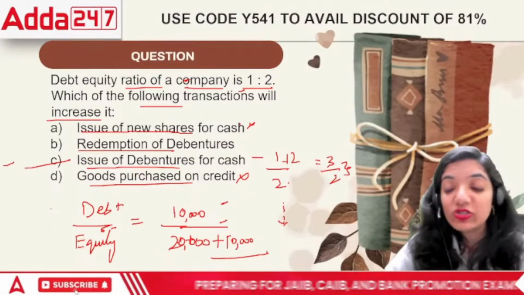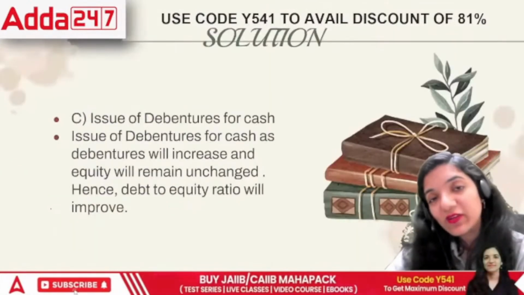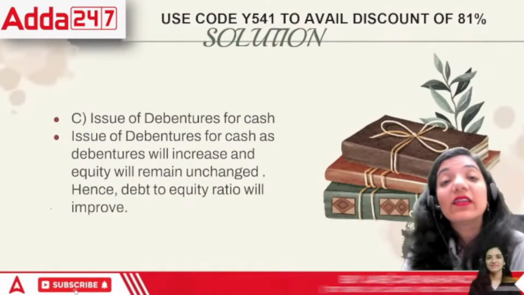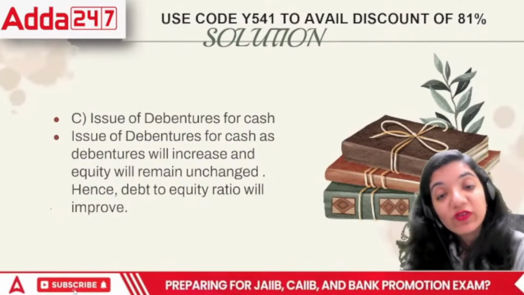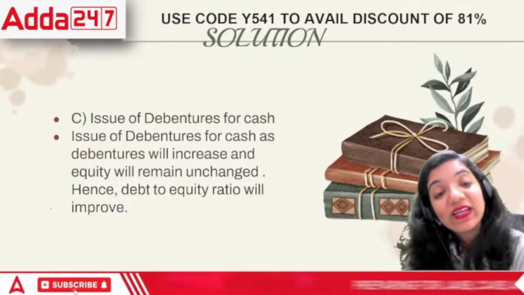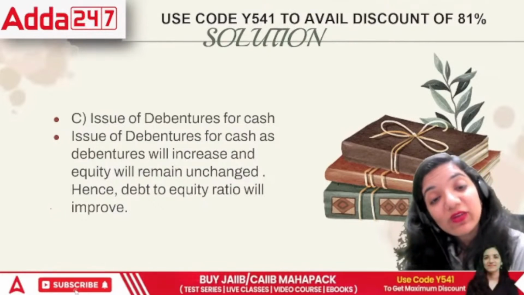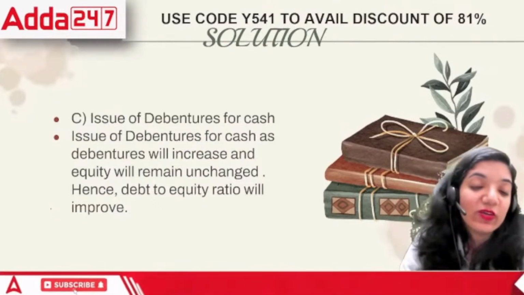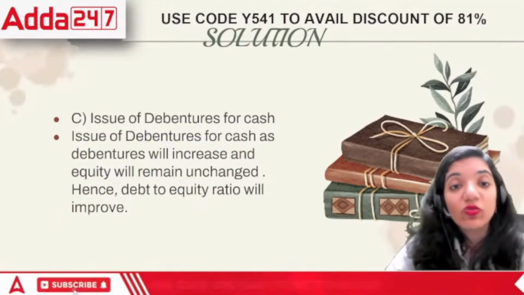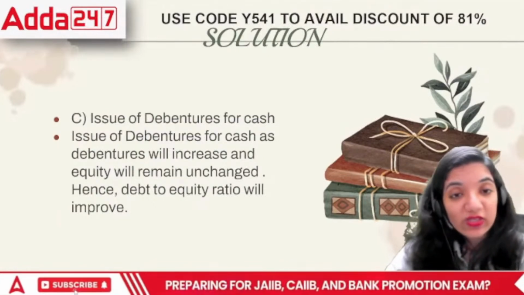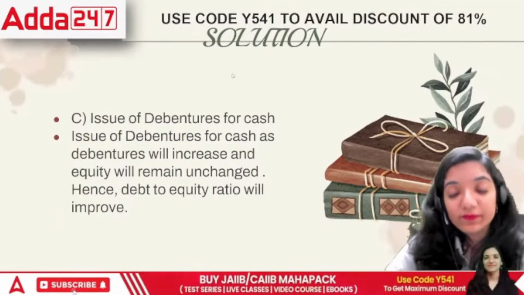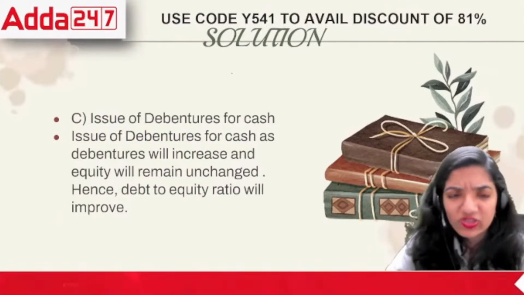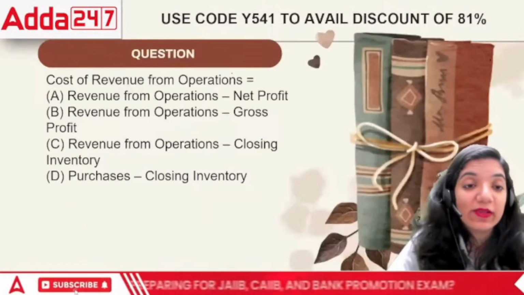While redemption means we are paying off the debt. Whatever debt we have, if we pay it off, then technically the ratio will be completely changed. So with issue of debentures for cash, debentures will increase. Equity will remain unchanged because equity is the owner's funds. The owner's funds do not change. There is a change only and only in the funds of the debentures.